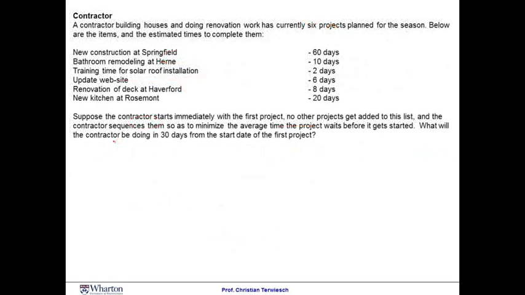Okay, next question. We have a contractor here that is doing lots of renovation and building work. The contractor has 6 projects lined up. You see their processing times listed here. He wants to minimize the average wait time that projects are waiting for, and so that's how he sequences his work. The question is, what will he be doing in 30 days from now? All right, ready? You go first, and then I'll give you the solution.